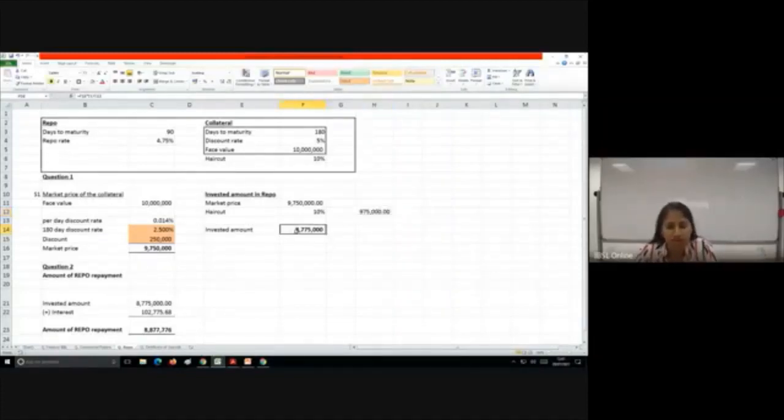So what is the amount that he is willing to give? Setting aside the buffer, you will arrive at 8,775,000 as the amount that is being invested in the repo. You can say it as amount invested in the repo or amount lent in a repo. Okay.